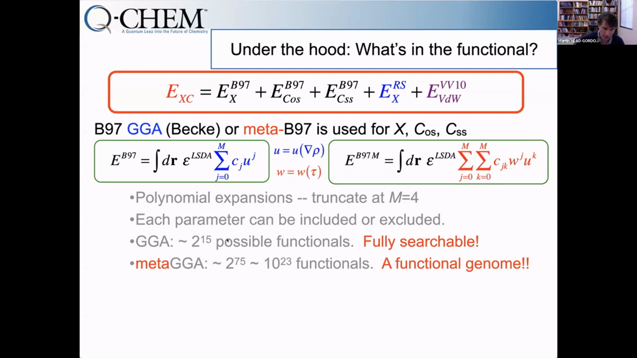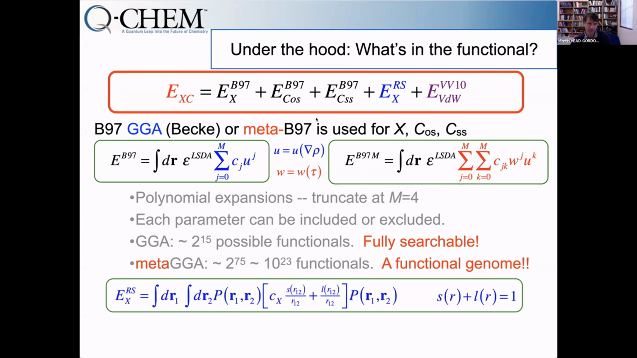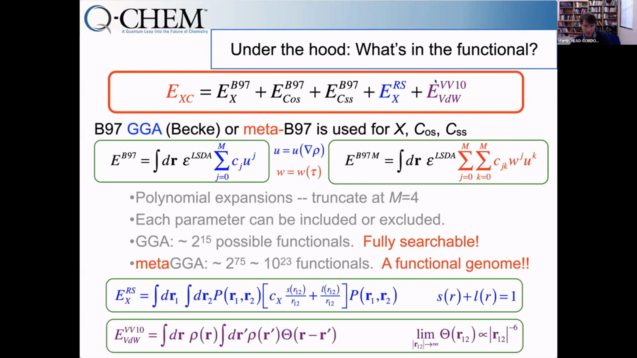So the contrast between a GGA and a meta GGA in terms of the complexity of the space of functionals that's represented, it's just an enormous difference. So we will be able to fully search the GGA space, and we can never fully search a meta GGA space. We will do partial searches. If we're going to include exact exchange in the range separated form, this is what it looks like. If we're going to include VV10 or non-local dispersion, it has this general form of a density-density correlation functional, where the kernel that is involved in the double integral asymptotes to an r to the -6 form.